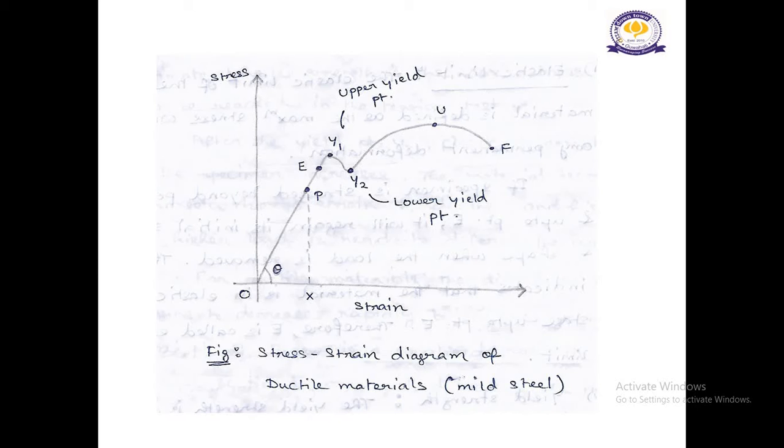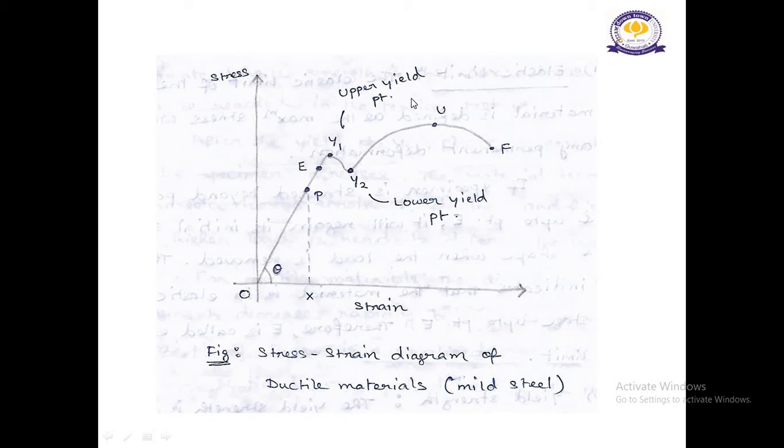Next, when the specimen is stressed beyond point E, plastic deformation occurs and the material starts yielding. During this stage, it is not possible to recover the initial size and shape of the specimen on removal of load. It is seen from the diagram that beyond point E, the strain increases at a faster rate up to point Y1. This point Y1 is called the upper yield point.